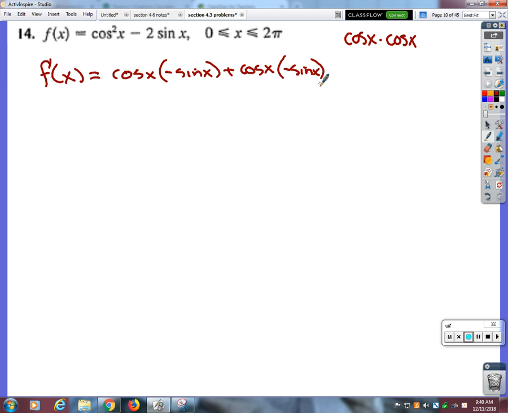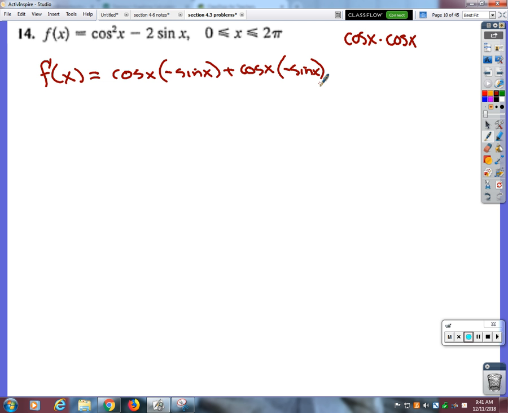Mason did the chain rule instead. He put the exponent in front, made it 2 cosine of x, and then multiplied it by the derivative of cosine, which is negative sine. So you get to the same place there, okay?